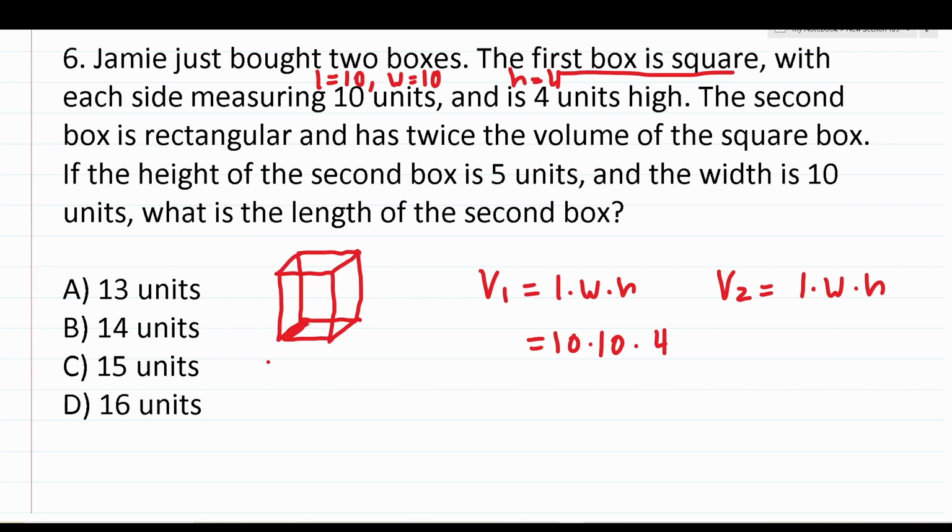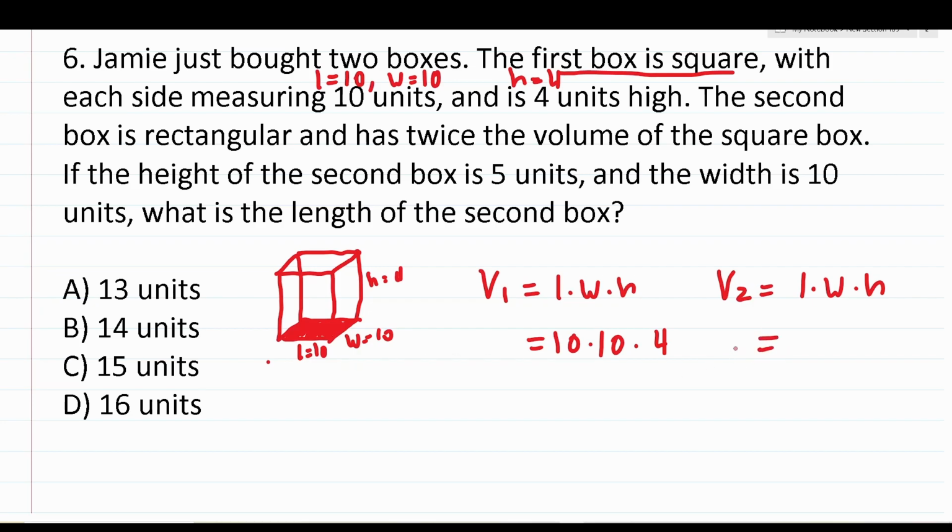All right, here is the base of our box, and as you can see, it's in the shape of a square. This is its length. This is its width. Again, squares have equal sides. We're told that each side of this square box measures 10. So this is 10 and this is 10. Of course, we were told it has a height of 4. All right, so that's how I know its length and width are 10.